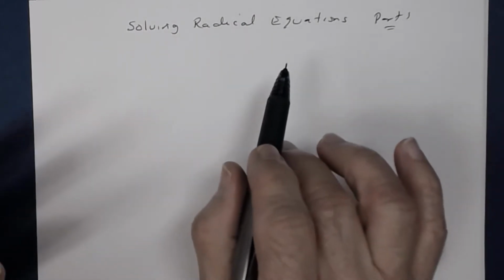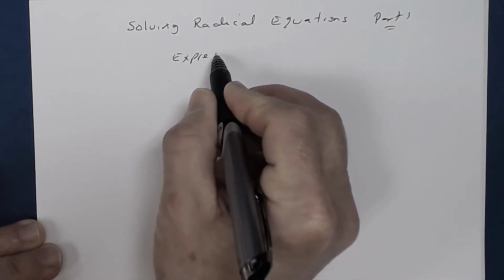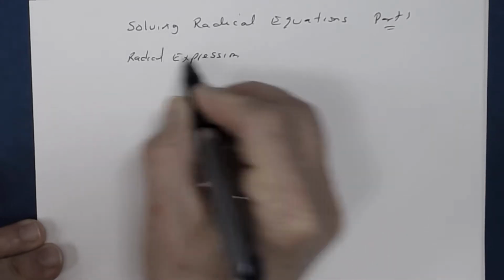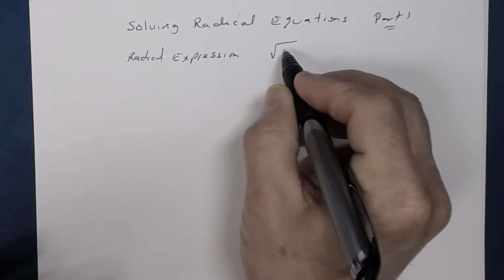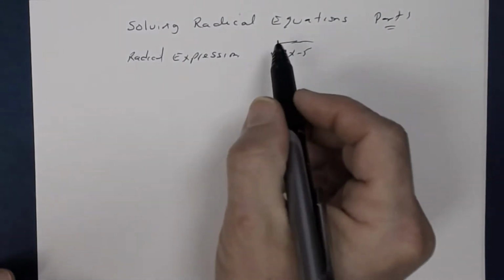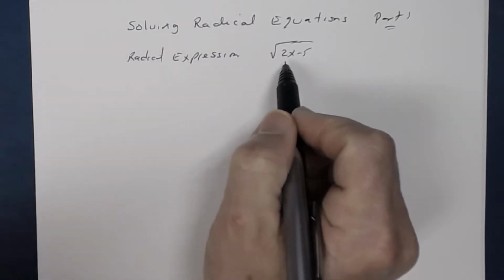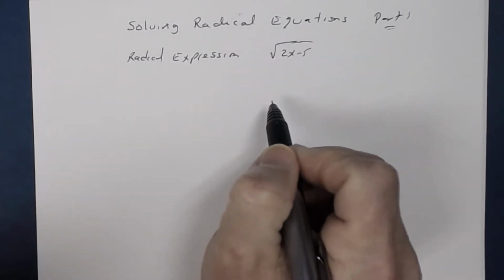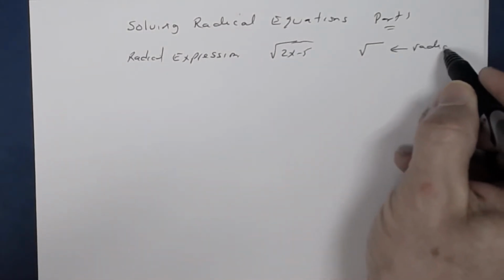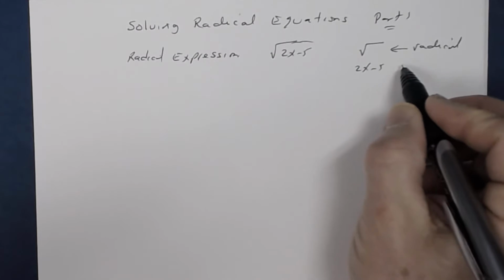Okay, so first of all, let me remind you about what a radical expression looks like. You've had this before. A radical expression looks something like this: the square root of 2x minus 5. It contains an index, which in this case is 2, hence the idea of square root. Then 2x minus 5 is the radicand. Remember, this symbol right here is called the radical, and in this case it's square root.